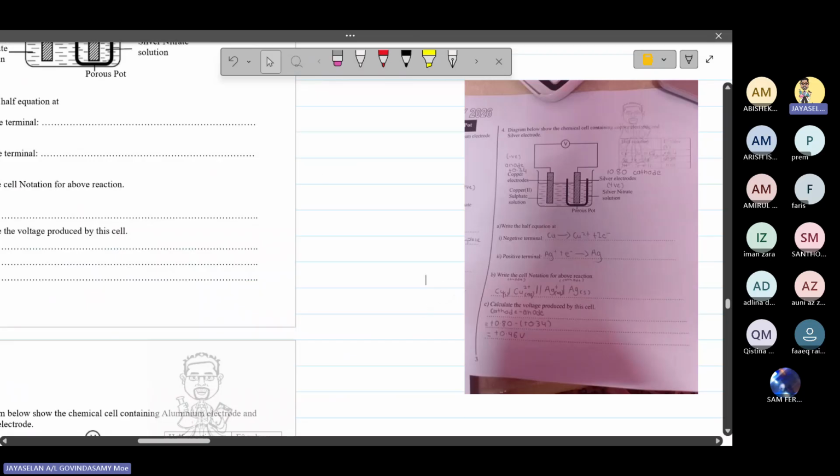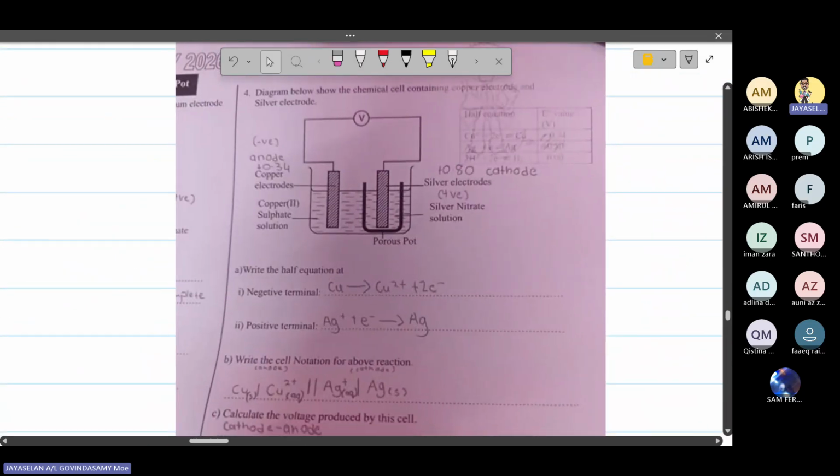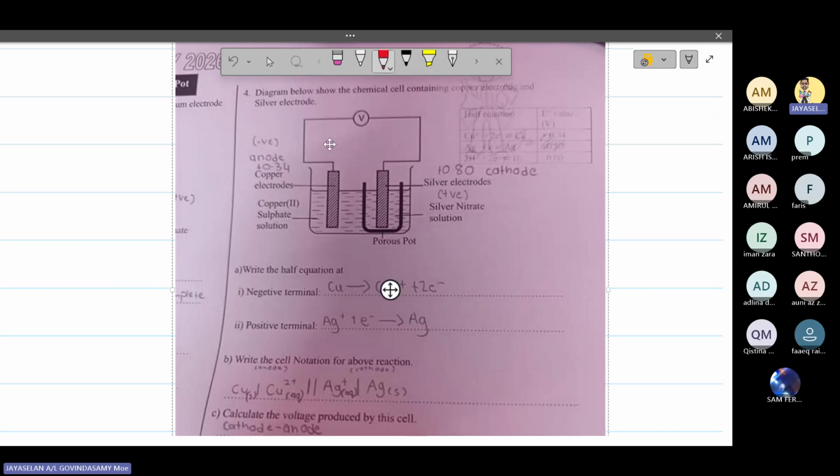Okay, so I checked the answer for this one. So this student, he put what? He take the positive value, put here positive 0.34. This one positive 0.080. So bila dua-dua positive, he take which one less positive? This is less positive, this is more positive. So dia dah bagi tahu this one, the copper will be anode. So anode choose the electrode. That's why dia letak macam ni.